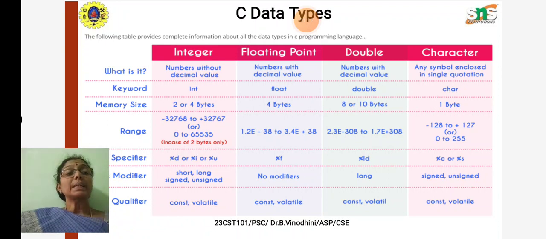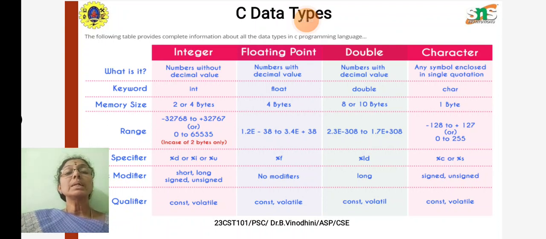Next is character. It is a sequence of characters enclosed in single quotes. So these are the four things we have seen in the last class. This table shows what each data type represents, and also the keyword we use for integer, floating point, double and character. For integer the keyword is int, for floating point it is float, for double it is double, and for character it is char.